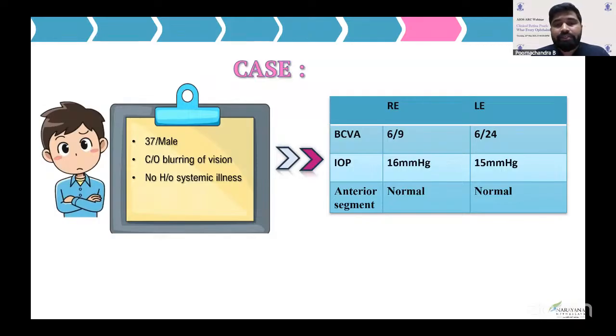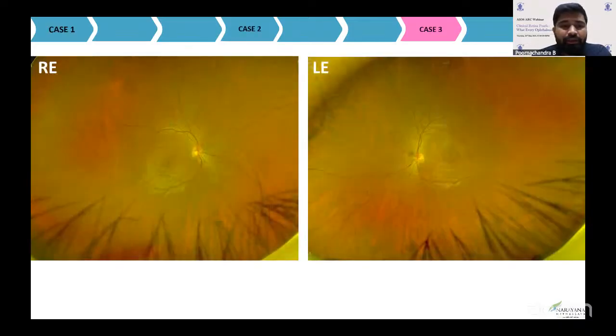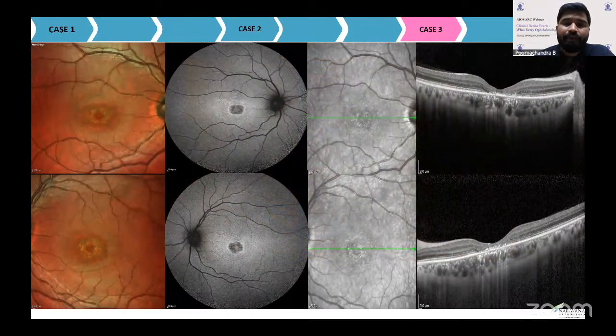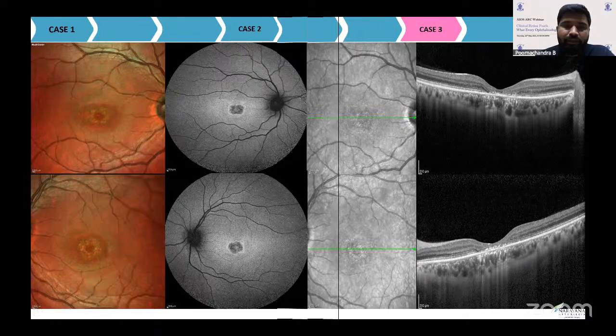So the last case was a story of a 37-year-old male who presented with blurring of vision, with relatively good vision in the right eye and 6/24 vision in the left eye. On fundus examination, if you carefully look at the foveola, there is a very early onset bullseye maculopathy. The atrophic changes get better highlighted when you do a multicolor and an autofluorescence image. And OCT is also showing foveal atrophy in both eyes.